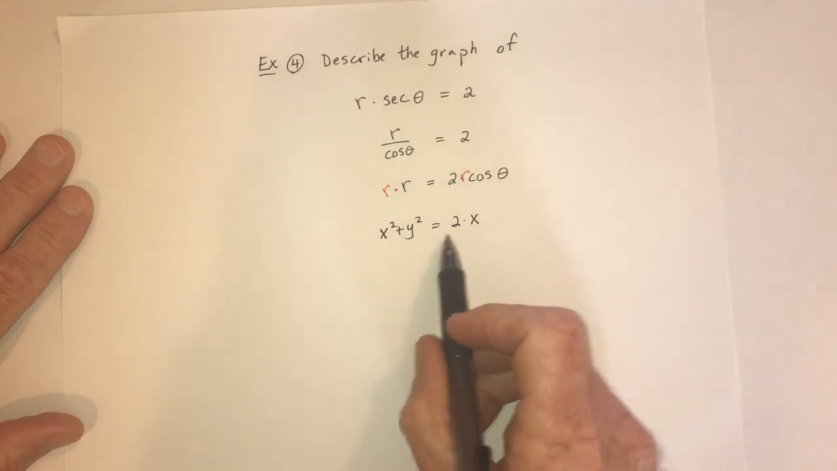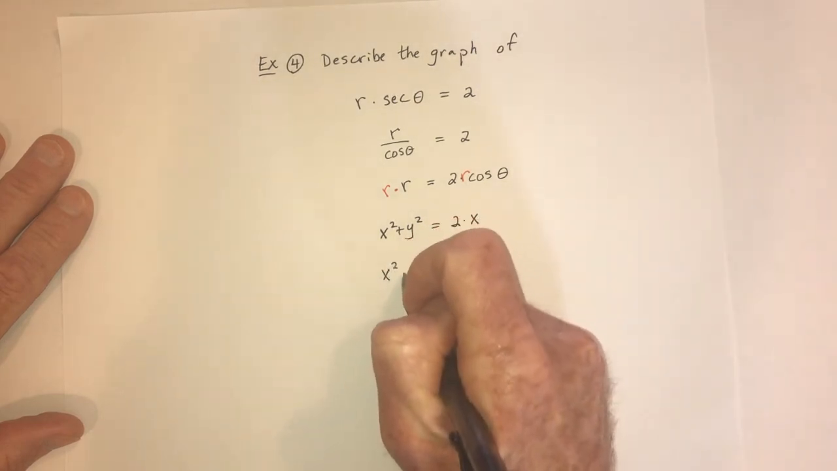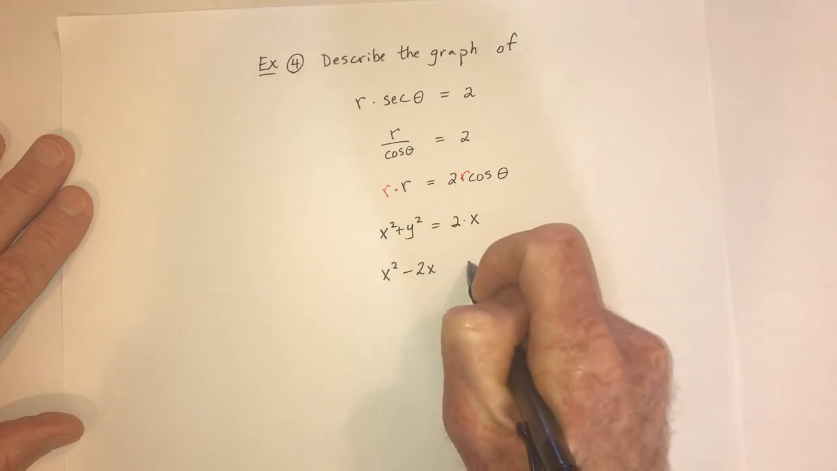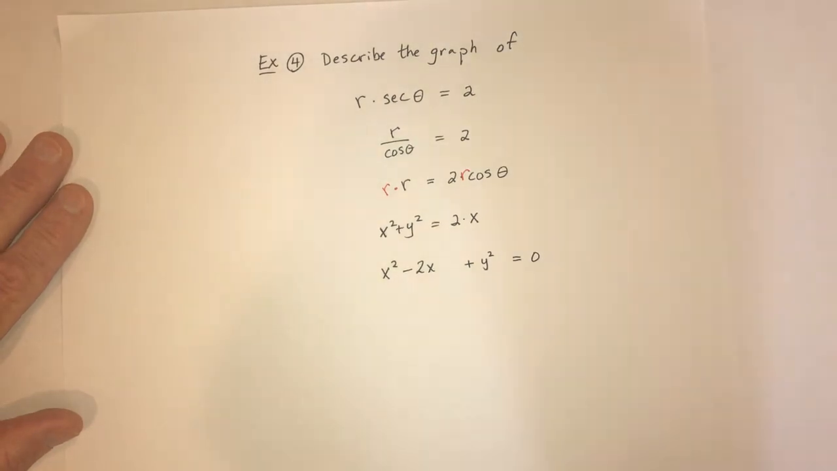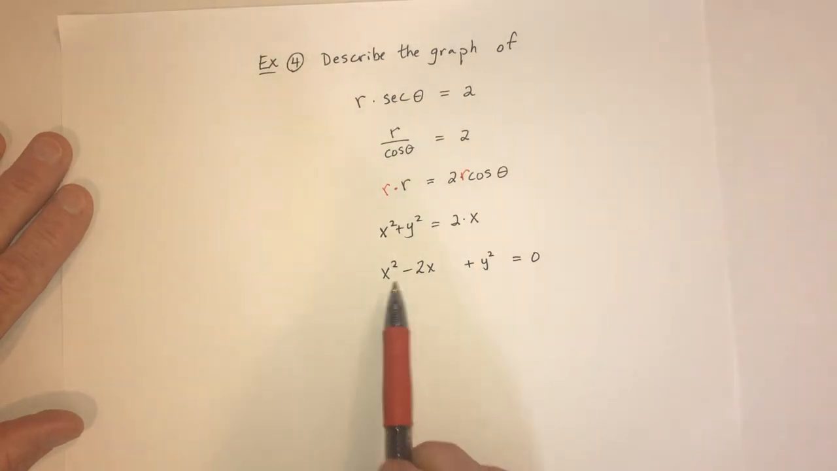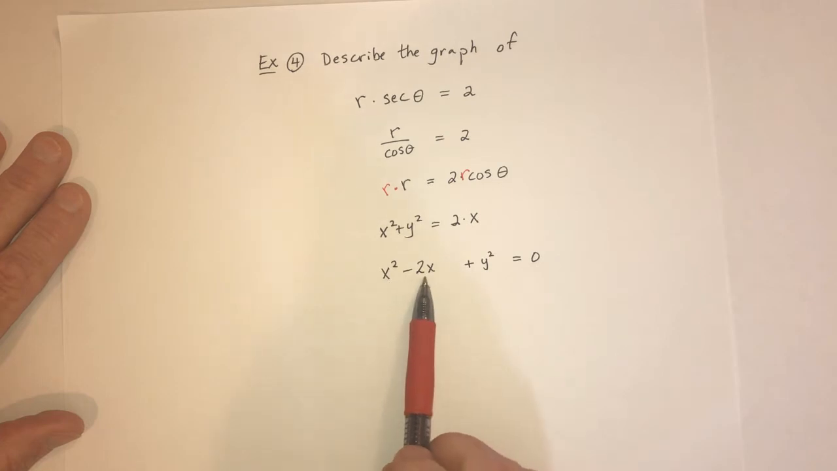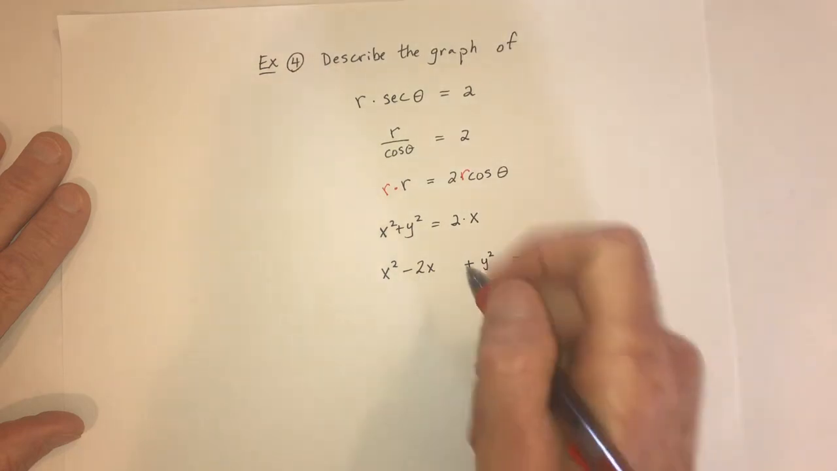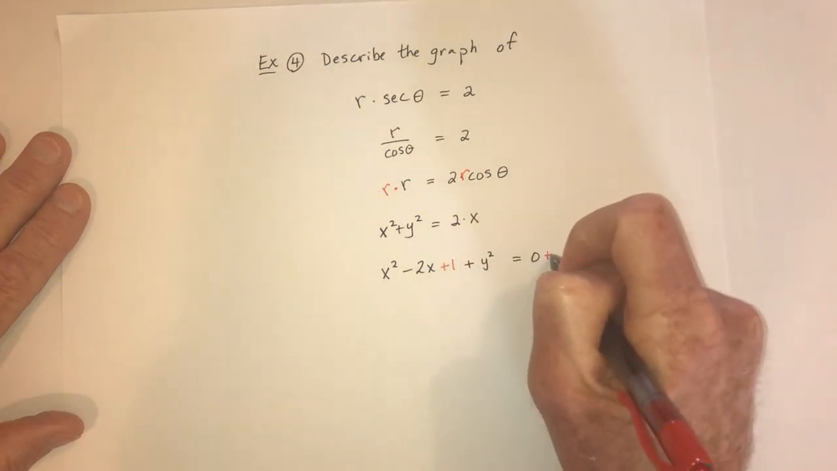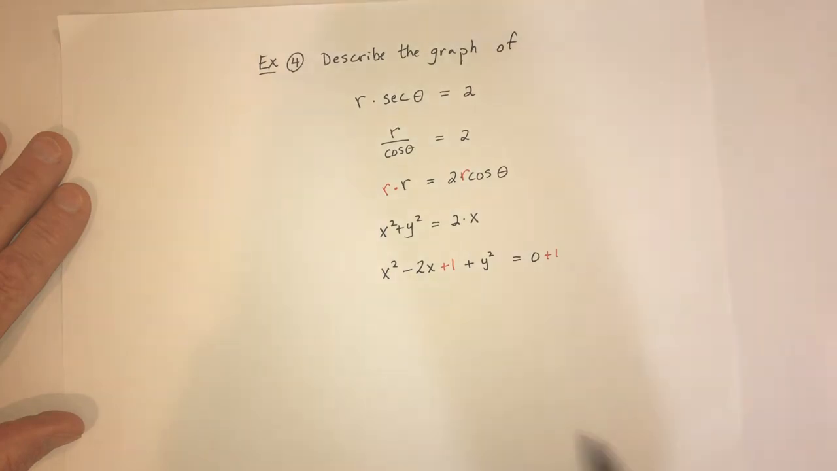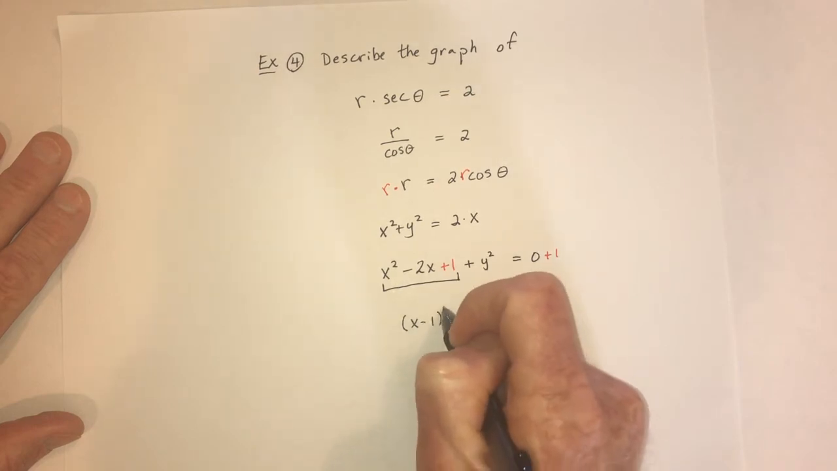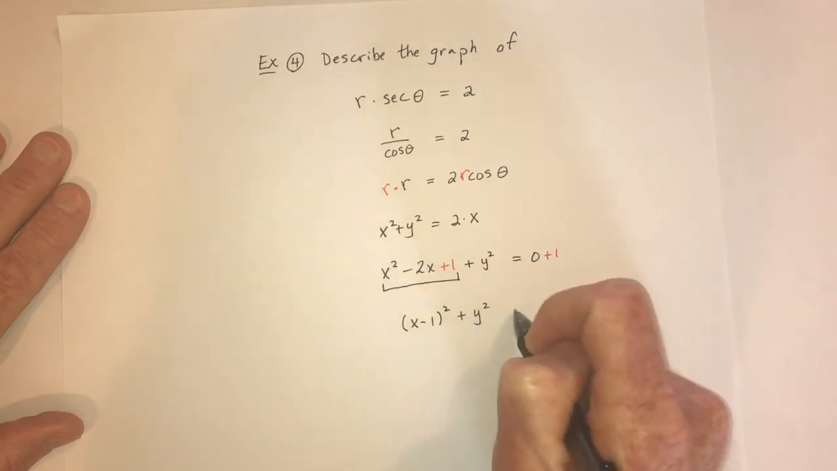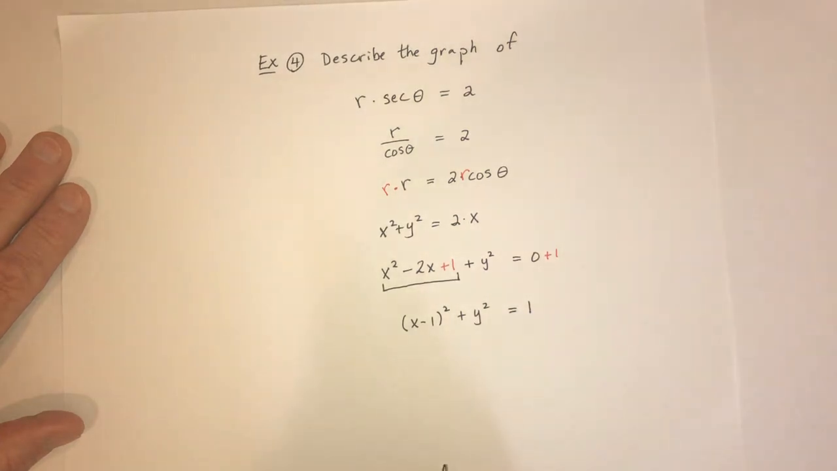And then I'm going to collect the x's on the left side, leave a little bit of space, and then say plus y squared. And right now it's equal to 0. Next up, you guessed it, complete the square. So take this number, cut it in half, and square it. That is a 1. Then add 1 to both sides. Then this part can be factored into x minus 1 squared, and then plus y squared. And on the right side, there's a 1.